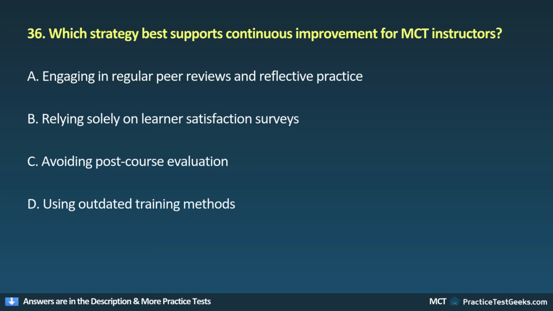36. Which strategy best supports continuous improvement for MCT instructors? A. Engaging in regular peer reviews and reflective practice. B. Relying solely on learner satisfaction surveys. C. Avoiding post-course evaluation. D. Using outdated training methods.